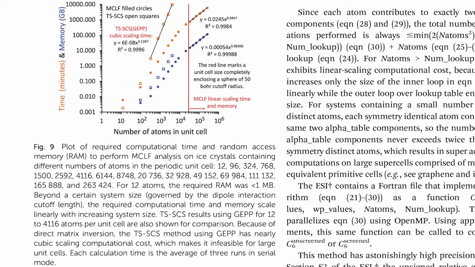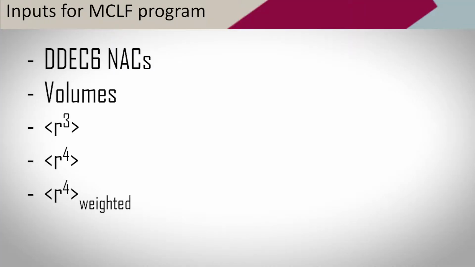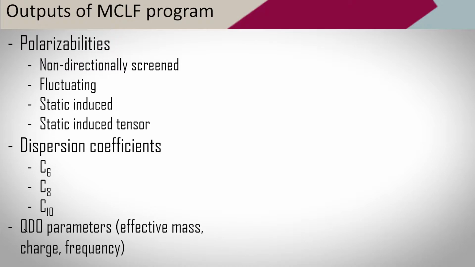This figure shows the time and memory required for MCLF analysis scales linearly as the number of atoms in the unit cell increases. In orange, we can see the time in minutes, and in blue, the memory in gigabytes. The required inputs for the MCLF method are DDEC6 NACs, atom in material volumes, R-cubed, R4th, and weighted R4th radial moments. The generated outputs of the MCLF method are polarizabilities, including non-directionally screened, fluctuating, and static induced, dispersion coefficients C6, C8, and C10, and QDO parameters: effective mass, charge, and frequency. The C9 coefficient can be calculated from the QDO parameters.